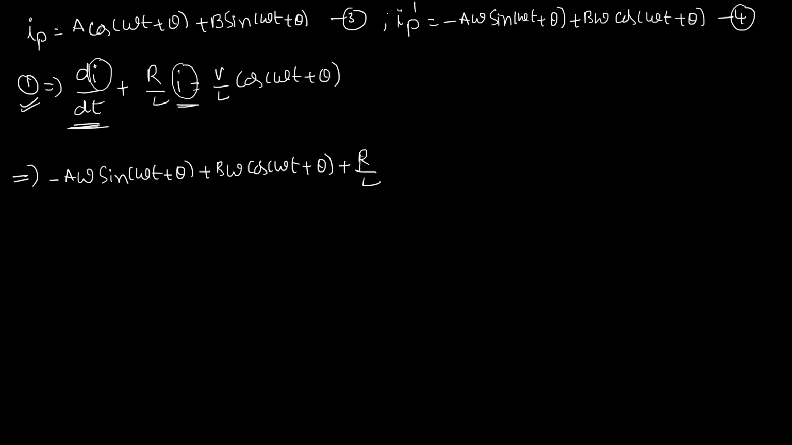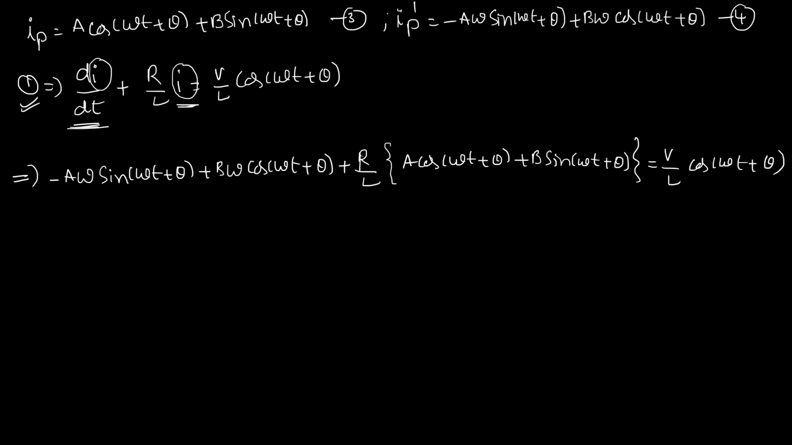There you get i, so instead of i we write i_p: A cos(ωt + θ) + B sin(ωt + θ), which is equal to, the rest of the part will be the same, V/L cos(ωt + θ). Clear? Now you separate the sine and cos terms.